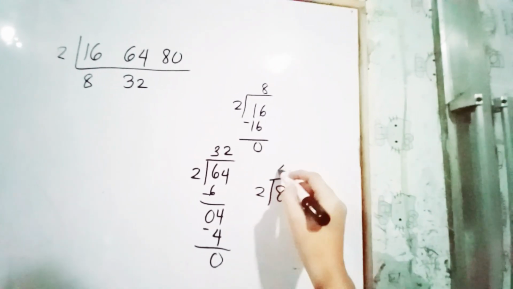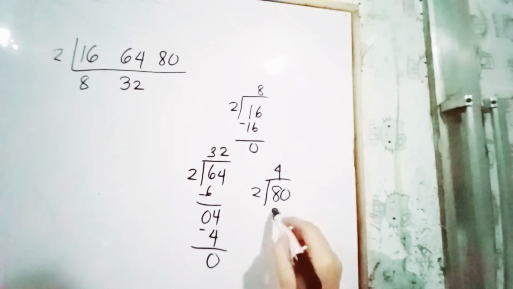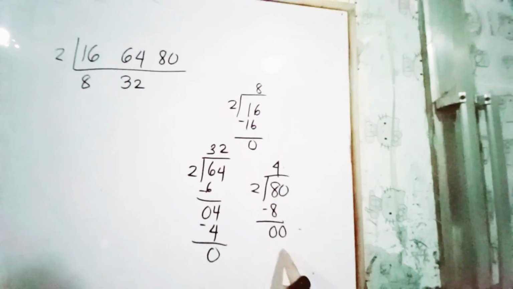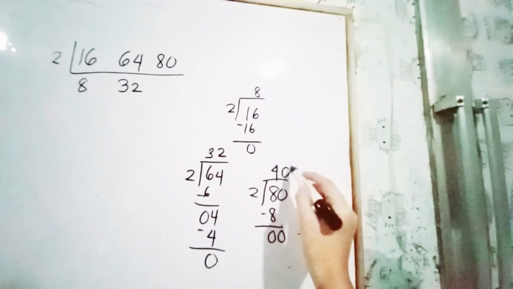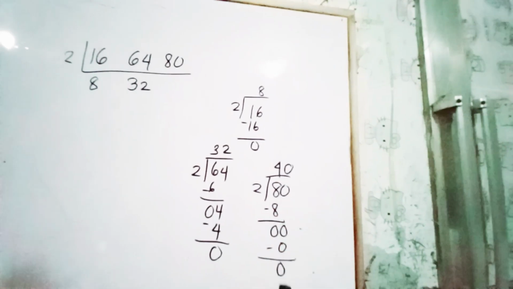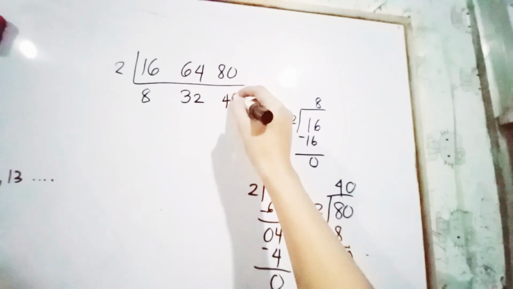Next, let's solve 80 divided by 2. 8 divided by 2 is 4. 4 times 2 is 8. Subtract, 8 minus 8 is 0. Bring down 0. 0 divided by 2 is 0. 0 times 2 is 0. Subtract, 0 minus 0 is 0. So the answer is 40.